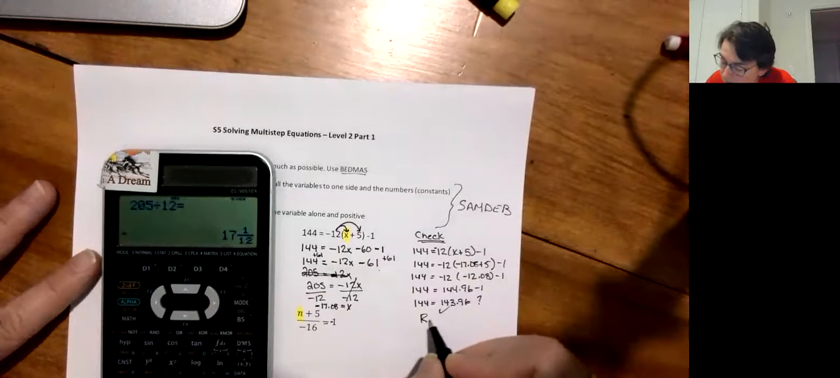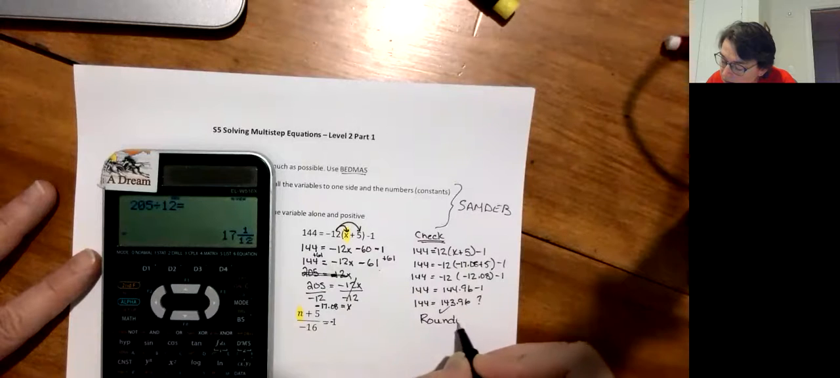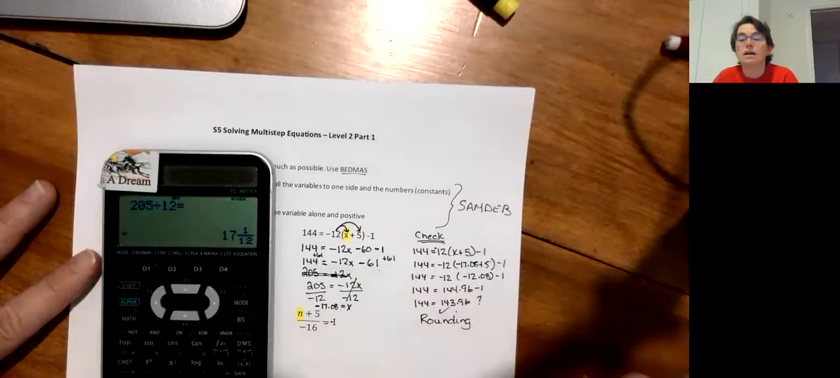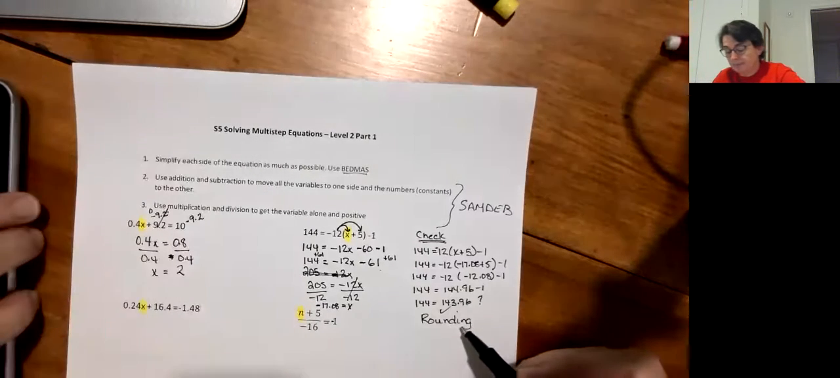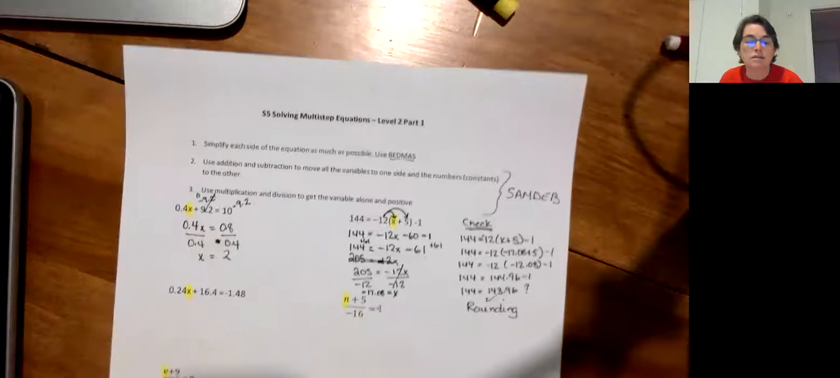I'm going to write rounding underneath. It's good. If you get like 144 equals 15, then it's not a rounding error. Then there's something wrong with the question. All right, let's get out the next question.